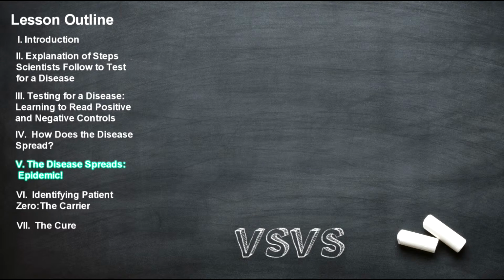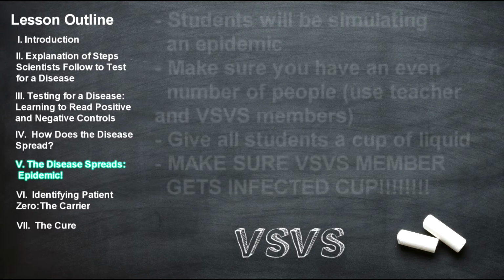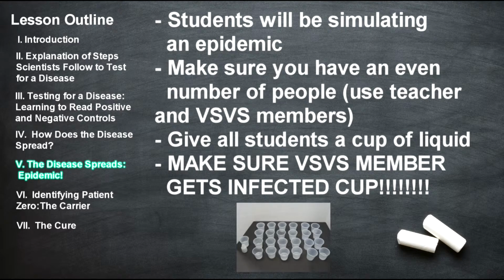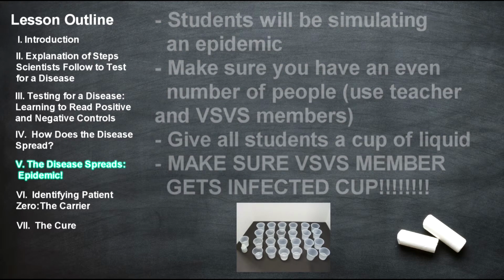Part 5. The disease spreads. In this part, students will participate in an exercise that demonstrates how an epidemic spreads. Explain to students that they will be simulating an epidemic. Make sure you have an even number of people. Use teachers and VSVS members as necessary. Give all of the participants a cup. Make sure that a VSVS member gets the infected cup.